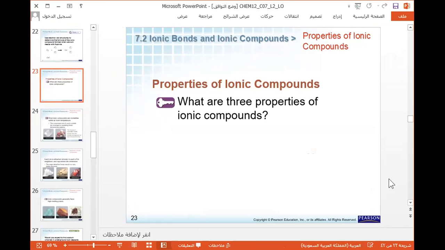So, properties of ionic compounds. Key question, what are 3 properties of ionic compounds? So, number 1, most ionic compounds are crystalline solids at room temperature. Number 2, ionic compounds have generally high melting points. And the third, ionic compounds can conduct an electric current when melted or dissolved in water.